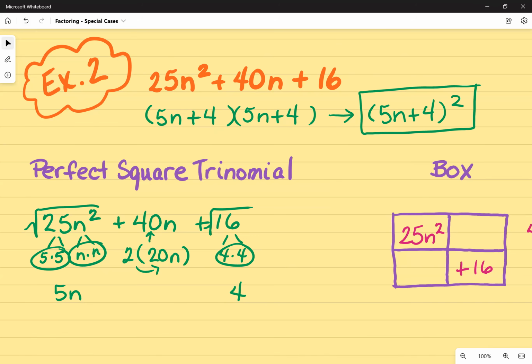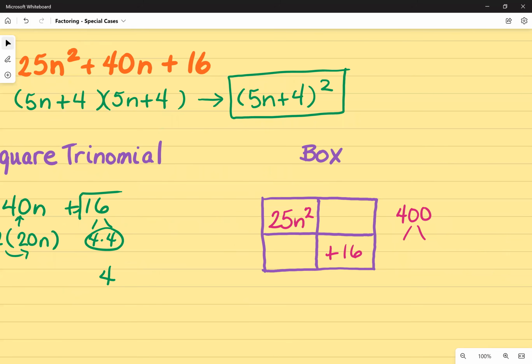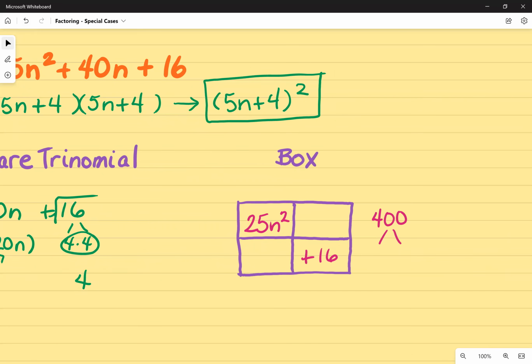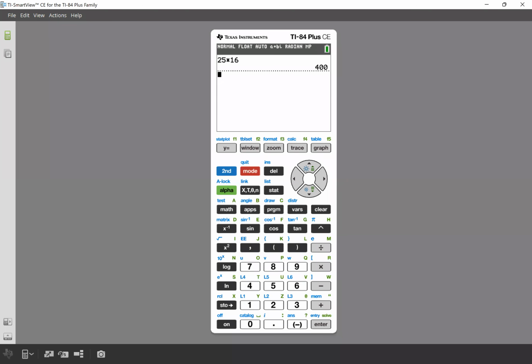If you chose to use the box method because you did not pay attention to whether or not this was a perfect square trinomial, you're going to be dealing with larger numbers. So what you would do is take your first term and put it in the first box, your last term in the last box. You multiply those two. That's A times C. What you're looking for are factors that will replace that middle term, which is 40n. So if I don't know, I can go to my calculator, and I've shown you this before, and multiply 25 times 16, which is 400. Take that 400, go to y equals, and then you put this information in here.